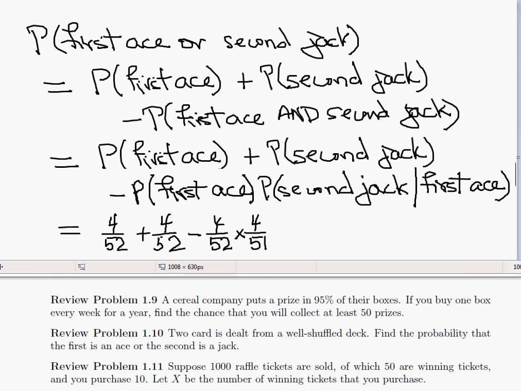So finally, we need to figure out what the sum of those fractions are. So 4 over 52 plus 4 over 52 times 4 over 52 times 4 over 51. And this works out to be approximately equal to 0.1478.